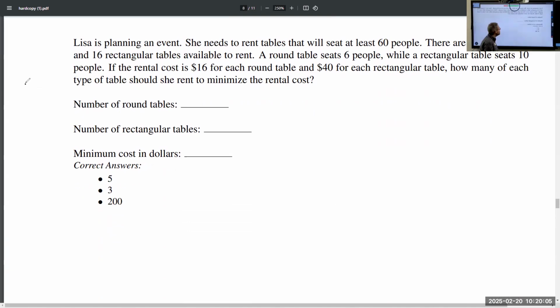Let's look at this one. Lisa, I think this is going to be problem 7 in your homework. Lisa is planning an event. She needs to rent tables that will seat at least 60 people.